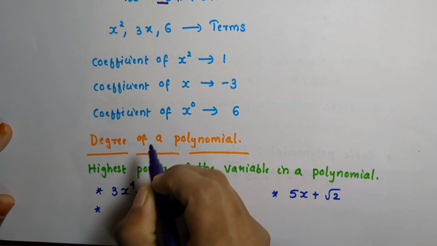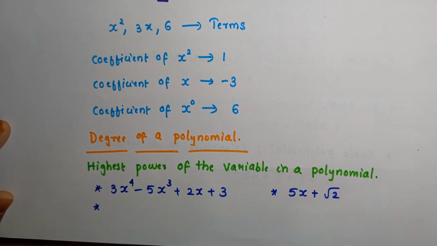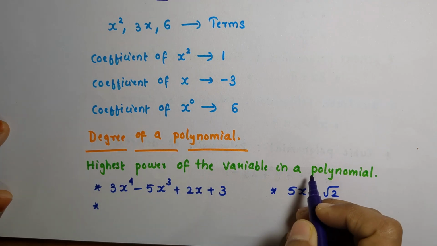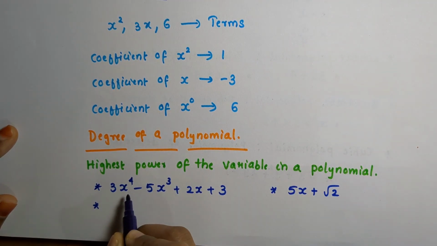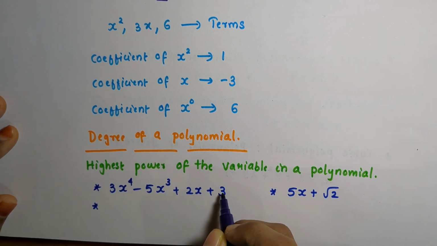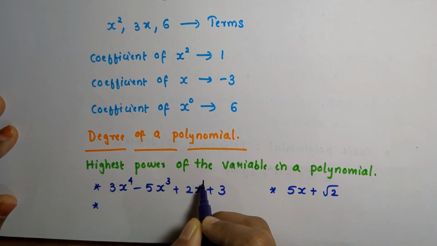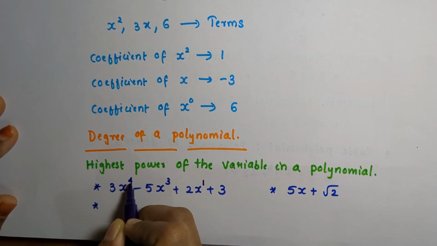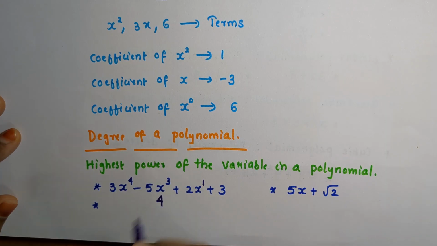Now what about the degree of a polynomial? The highest power of the variable in a polynomial is called the degree of the polynomial. For example, consider this polynomial: 3x square minus 5x cube plus 2x plus 3. Here the power of x is 4, here the power of x is 3, here the power of x is 1. X means x raised to 1. But the highest power of the variable is 4. So this is a polynomial with degree 4.